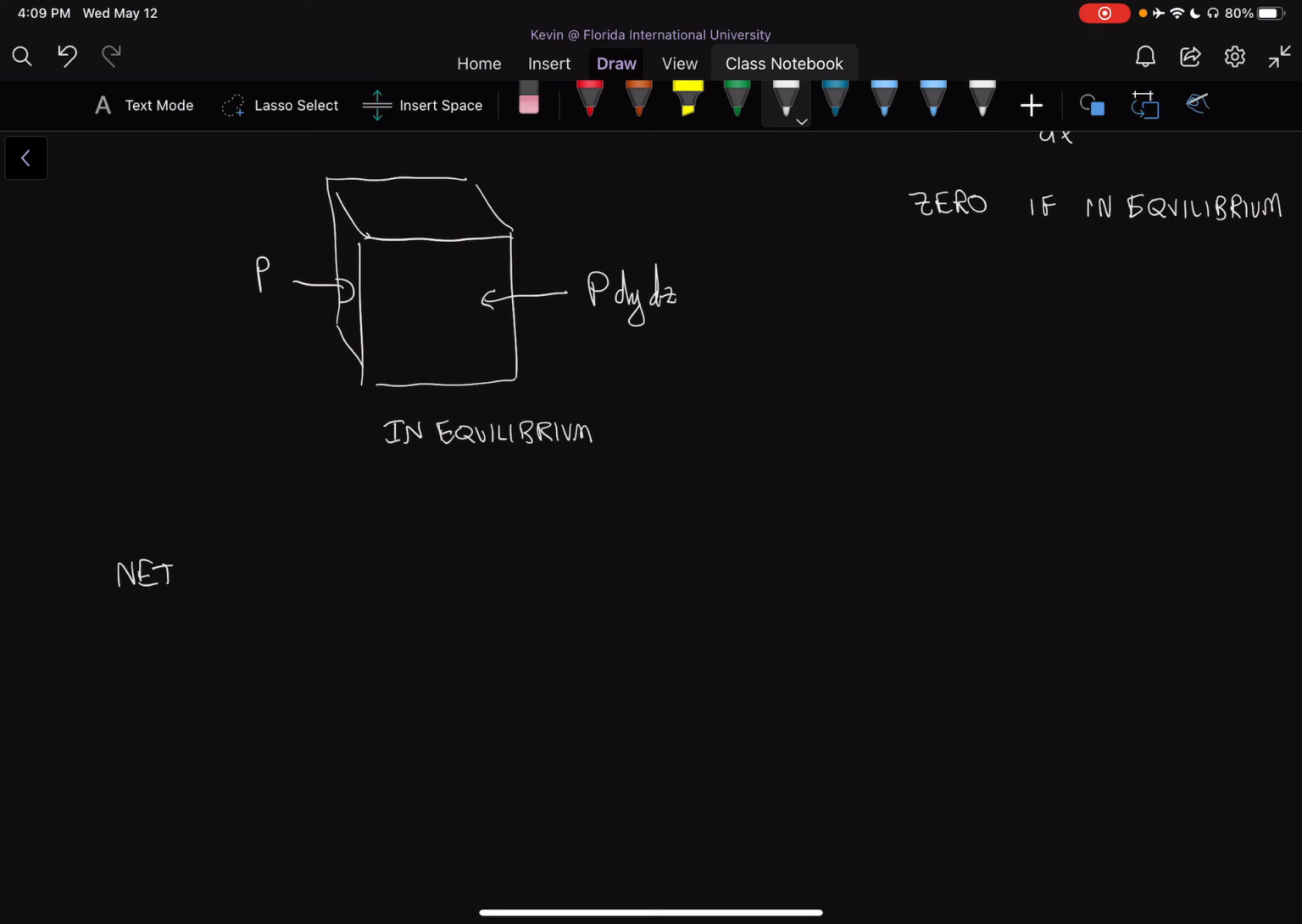Let's do a net force equation in the x direction. And this is why we do this illustration. We're trying to derive something out of this. So the net force in the x direction, because we're using a differential element, okay, the element is dy, dx, dz, we're going to have a differential force.